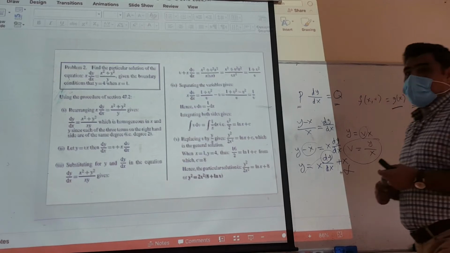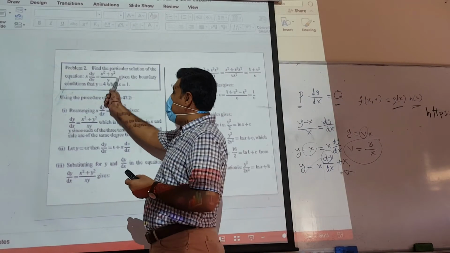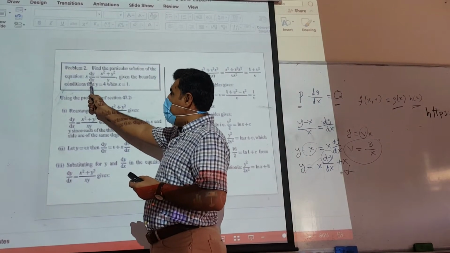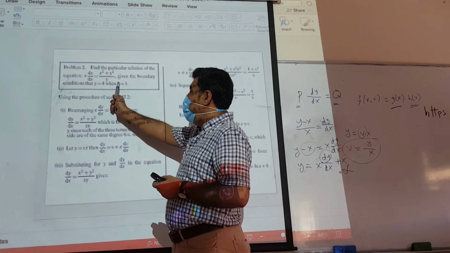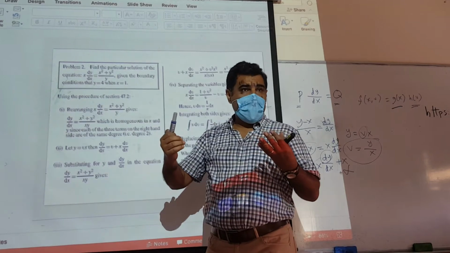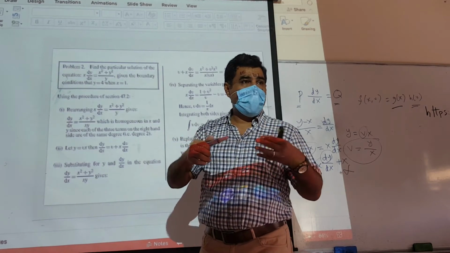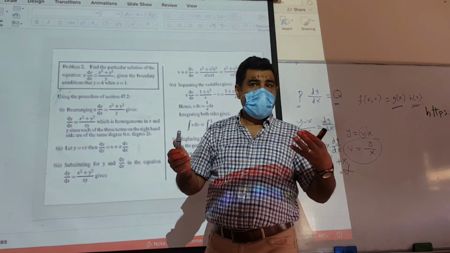Now, we have another equation. If you see the equation, x dy over dx, x squared, y squared over y, you can try to separate it, and you will find it cannot be separated.